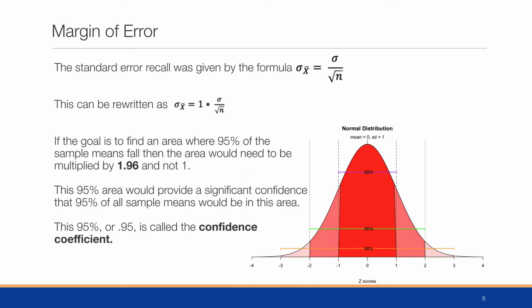The margin of error, again, uses the standard deviation of the sampling distribution, which is equal to sigma over the square root of n. This can be written again as 1 times sigma over the square root of n. The goal is to find an area where 95% of the sample means fall. Then the area would need to be multiplied by 1.96 and not 1. This 95% area would provide a significant confidence that 95% of all sample means would be in this area. This 95% or 0.95 is called the confidence coefficient.